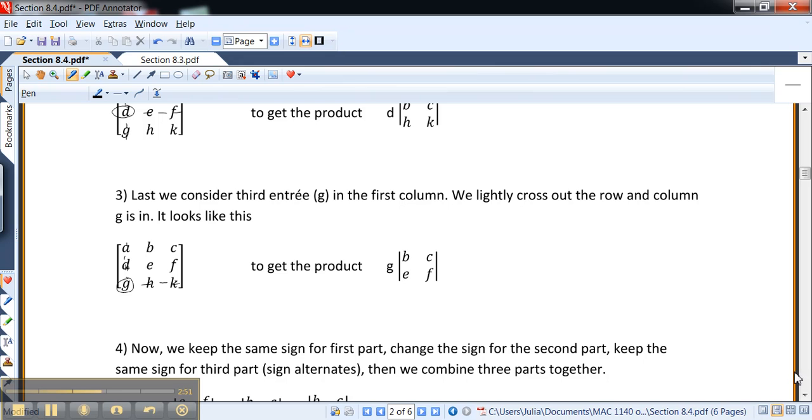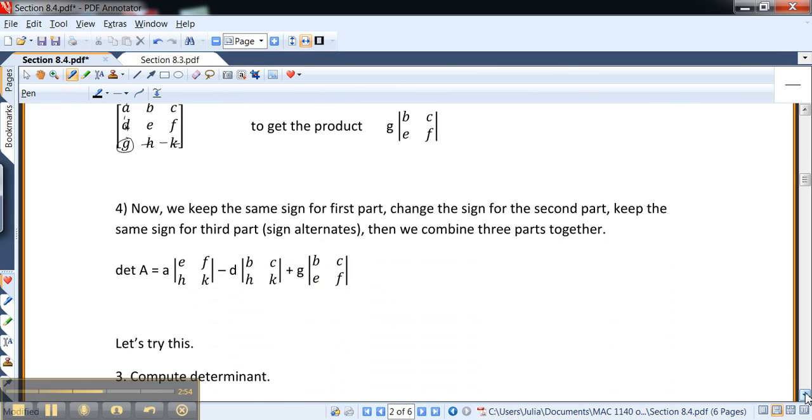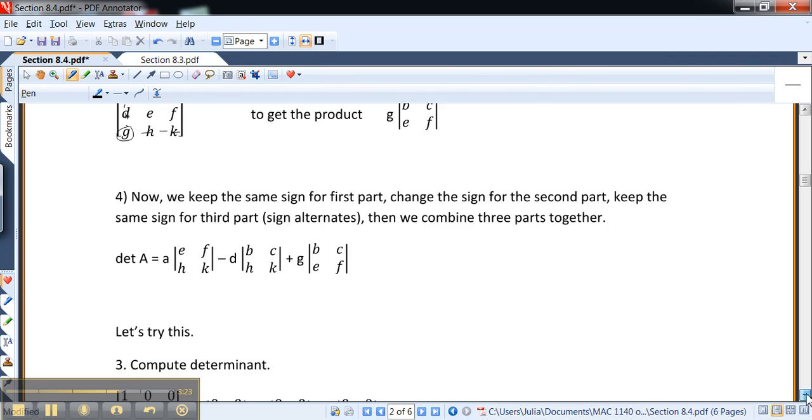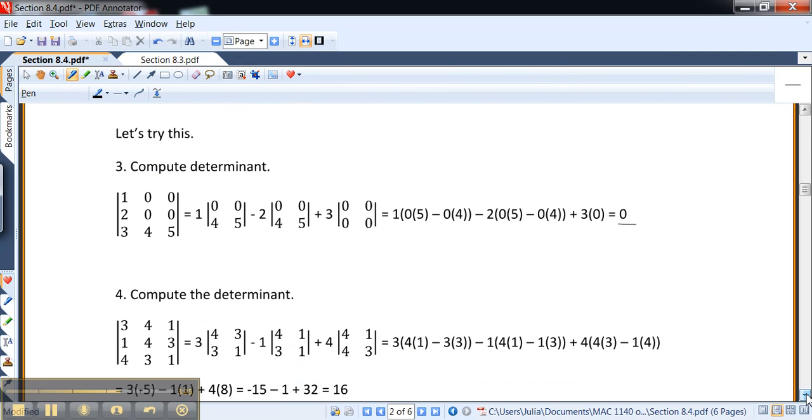Now here's the important part. When we put these parts together, we alternate the sign. We keep the same sign, whatever the sign of A was originally, positive or negative. We change the sign of the second part. Here we'll write it as a minus, but it could be a plus. Then we keep the same sign for the third part. So keep for the first one, change the sign for the second, and keep the sign for the third part. And we add the parts together. That's how we get the determinant, which we can check with a calculator, so that's useful.